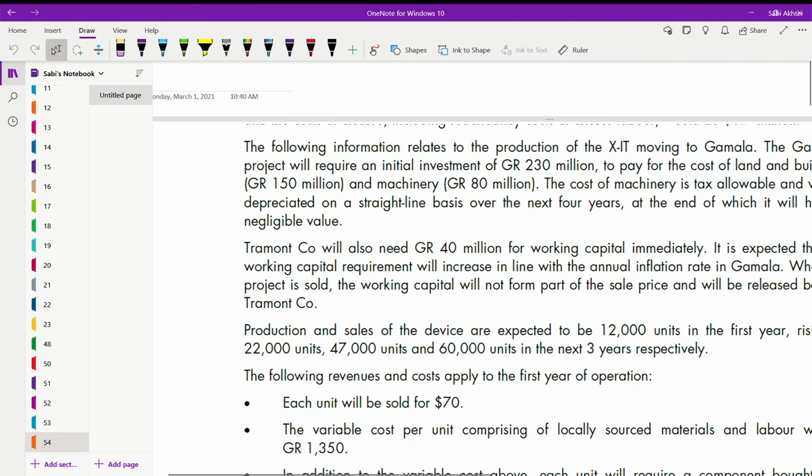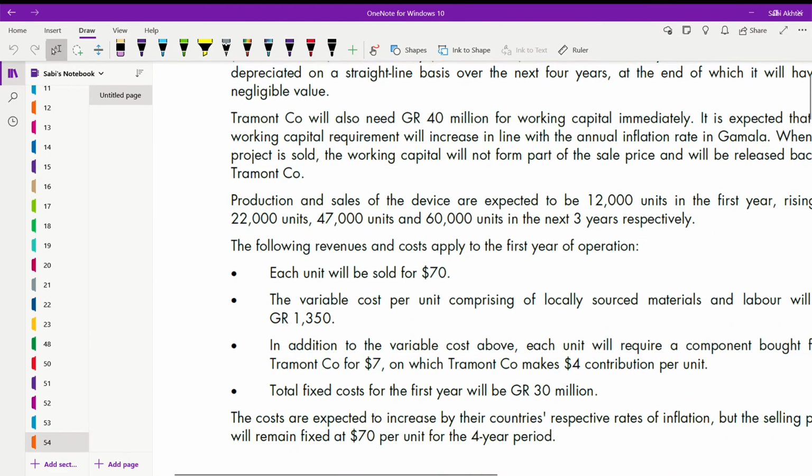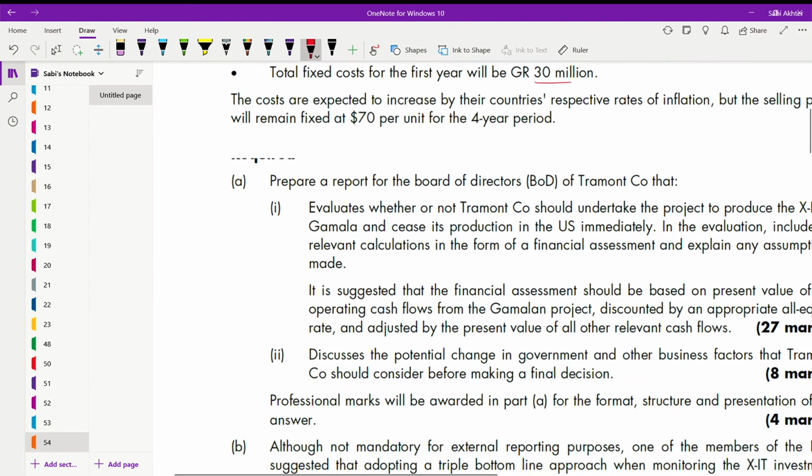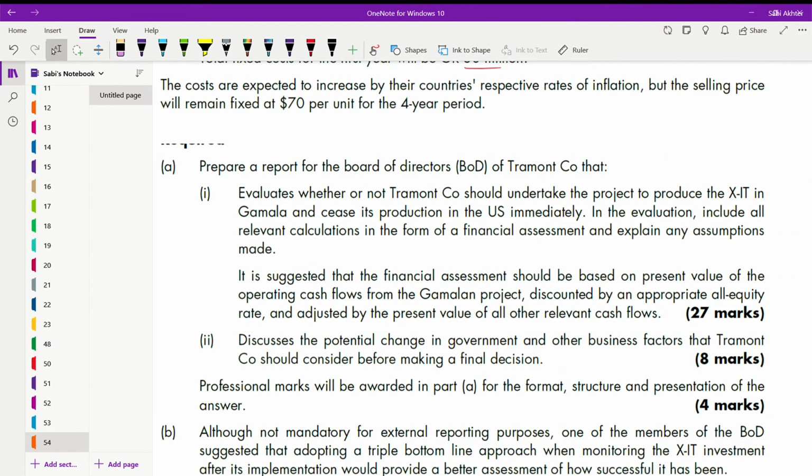So as you can see here, revenues and cost apply. You have been given the unit cost, variable cost, and some contribution has been given, total fixed cost is given. All this is given. So coming to part A, we can just go through it fast. Part A of the first part says whether they should take the project or not and cease its production in US immediately.